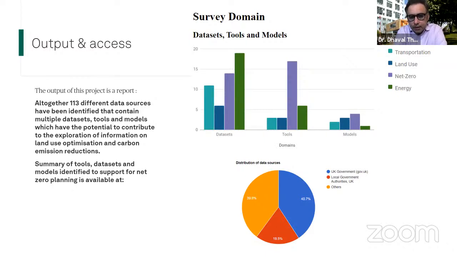In addition to that, as I mentioned from the outset, we also did qualitative research which resulted in 113 different data sources in different domains around transportation, land use, net zero, and energy. The breakdown is given here on the right-hand side in the top figure, and the distribution of these data sources, where they come from, is given in this pie chart as well. And all this is going to be made available as an Excel document, I believe, after the webinar as well.